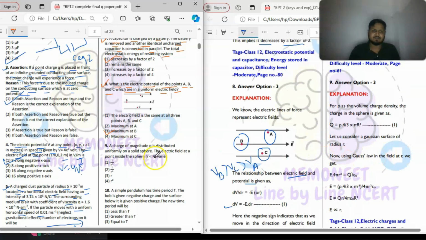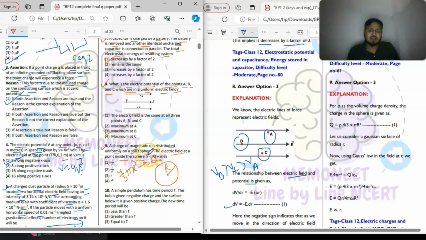The question is that a charge of magnitude q is distributed uniformly on a solid sphere. The electric field at a point inside the sphere. Here the concept is about the Gauss theorem, so we have to apply the Gauss theorem. This is the solid sphere, and this is the radius R. The volume of the sphere is 4 by 3 pi R cube. The charge is q, right?